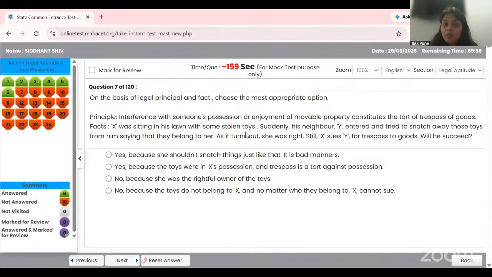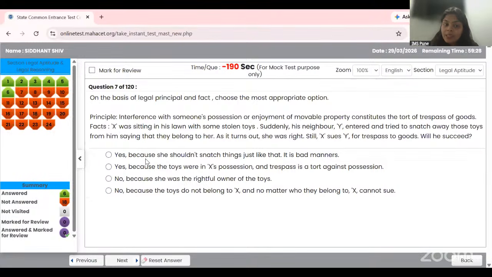So in this case, this person had possession of the good. Even if it was stolen, this person had possession of the good. And when the owner came in and tried to snatch it away, they interfered with the possession. It is not talking about whether the interference should be legal or illegal. So that is not the case here. That is why we will go forward and mark the answer as yes, because the toys were in her possession and trespass is a tort against possession, right?